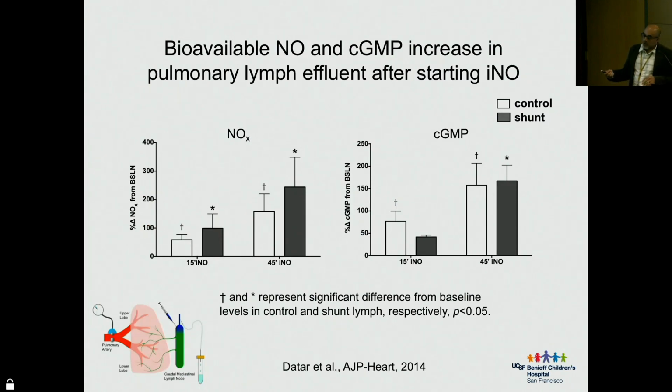And what we saw was that very quickly after starting NO therapy, we saw an upregulation of both bioavailable nitric oxide and cyclic GMP. I just want to point this out because it might be confusing, but this is the change in NO from baseline, which is why the shunt seems like it's higher than the control, but it's starting from half the absolute value, and so it increases significantly more because of the exogenous delivery. But both increase significantly, nitric oxide and cyclic GMP, in the controls and the shunts, and certainly by 45 minutes they're saturated with both.